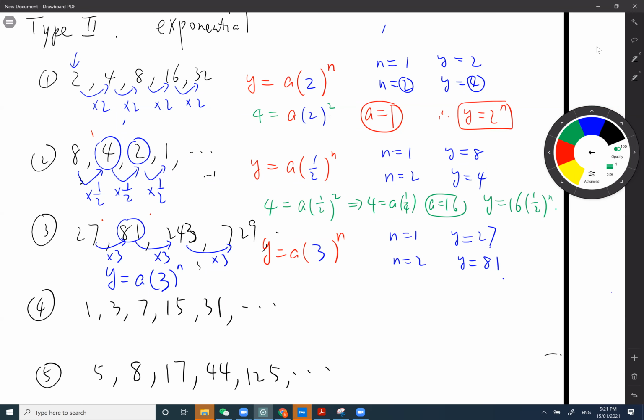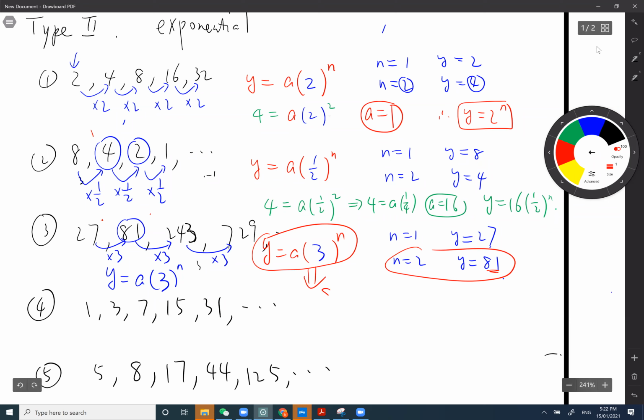Yeah, the third one. Mike, if we use this part, how do you rewrite this equation? y is 81, n is 2. Mike, what's a?